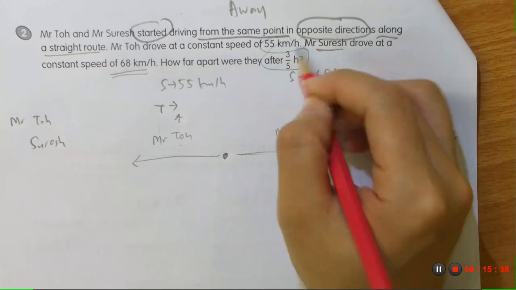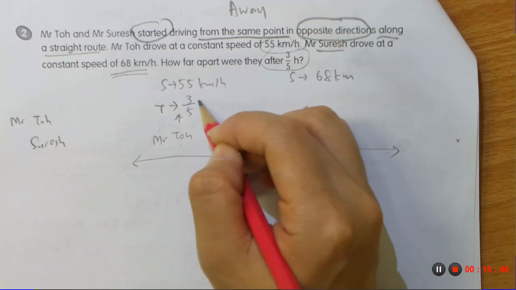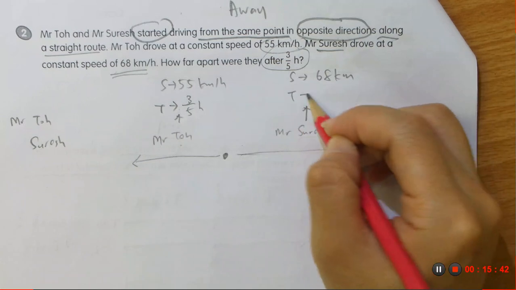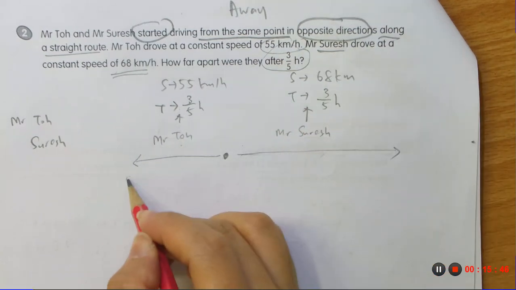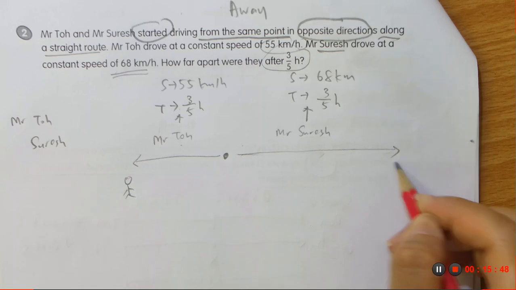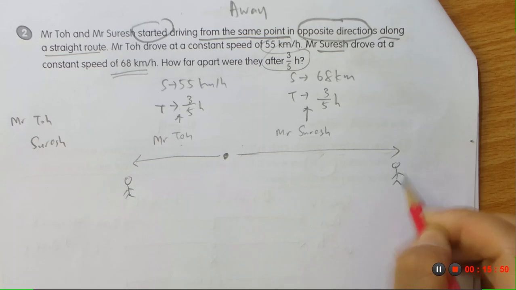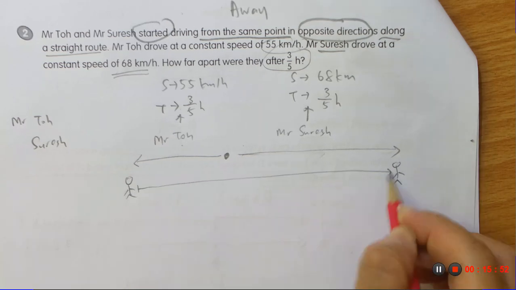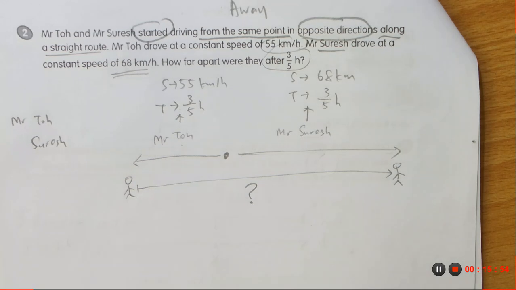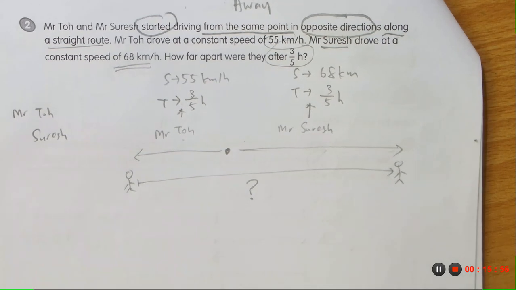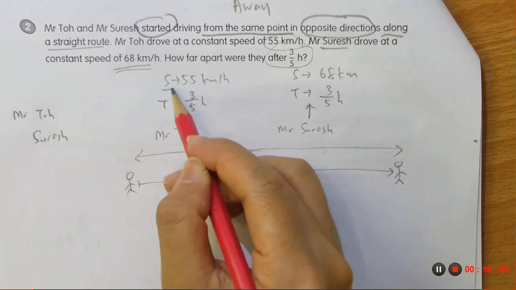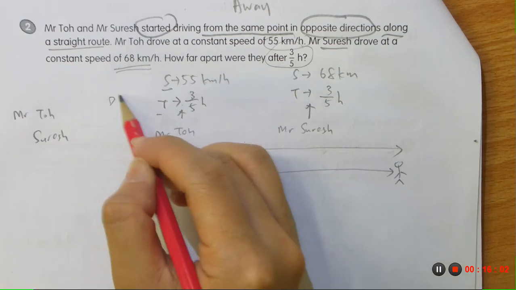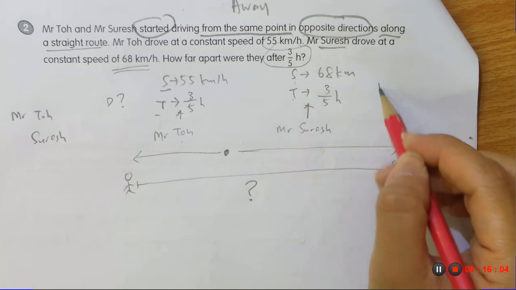After 3/5 of an hour, he reached a certain point. And then you ask, what is the distance between them? How far apart will they be? So, in a way, it's not that difficult because you have the speed, you have the time, then you find the distance. Speed times time, you find the distance. And then add them up.